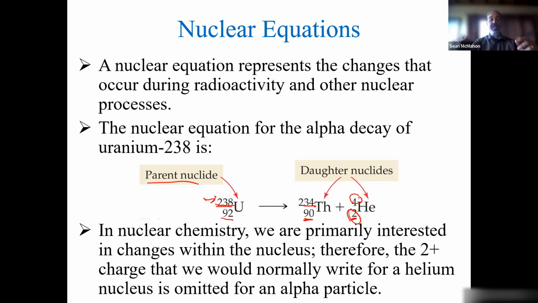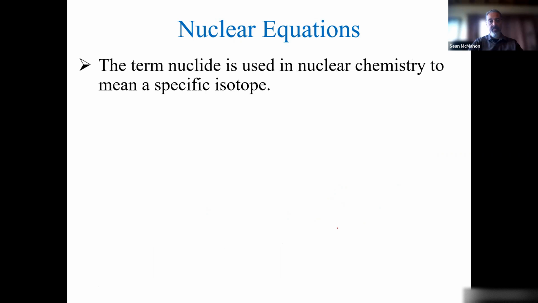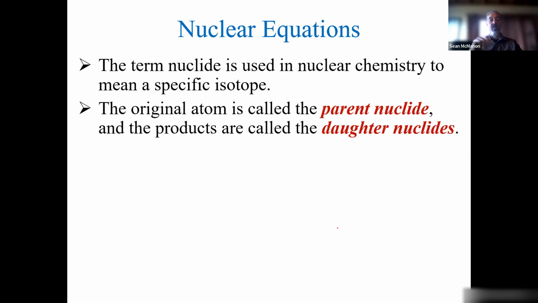So we are primarily interested in the changes in the nucleus. So we don't really care about the 2+ charge to write it out to make it easier. And for the alpha particle, we just omit the 2+. So the term nuclide is used in nuclear chemistry to mean a specific radioisotope, or specific isotope. The original atom is called the parent nuclide, and then the products are the daughter nuclides. And the daughter nuclides have different atomic numbers than the original parent.